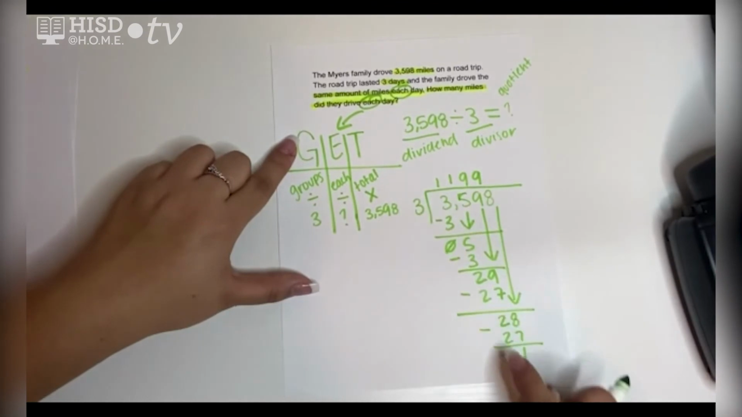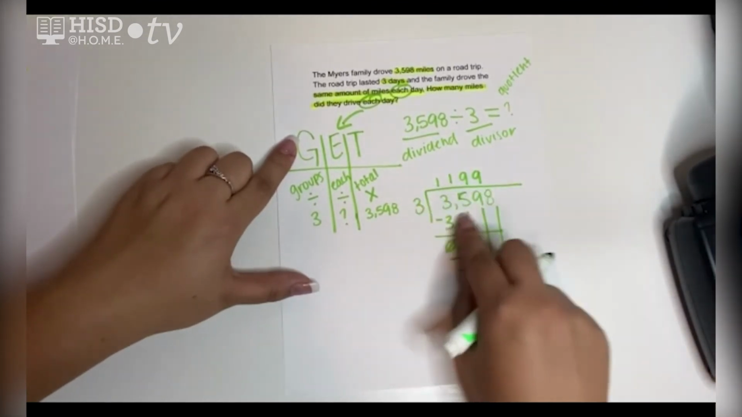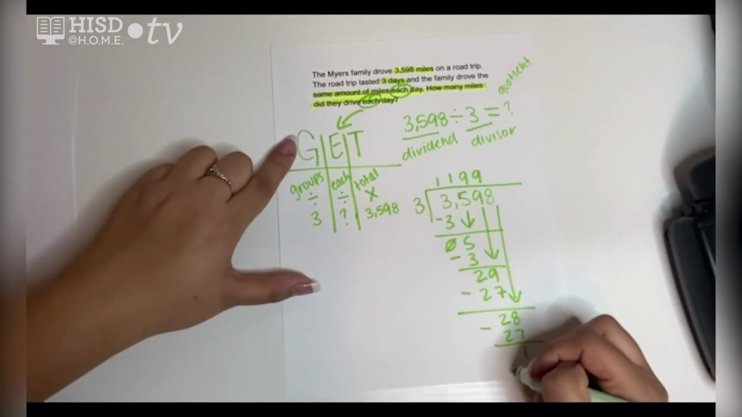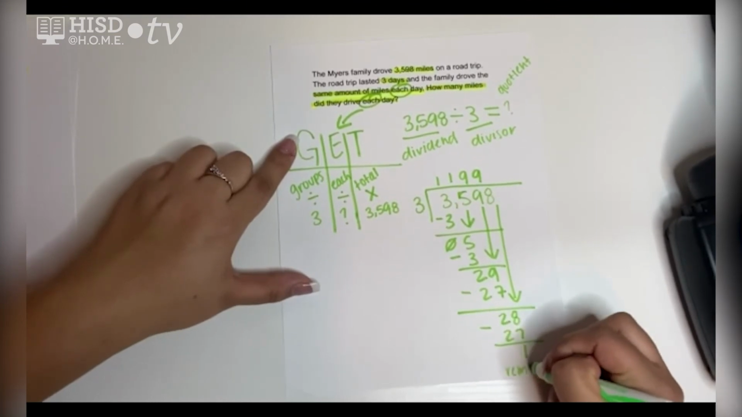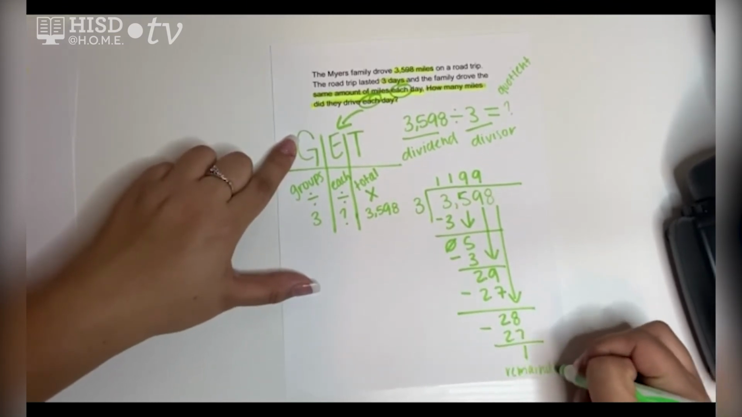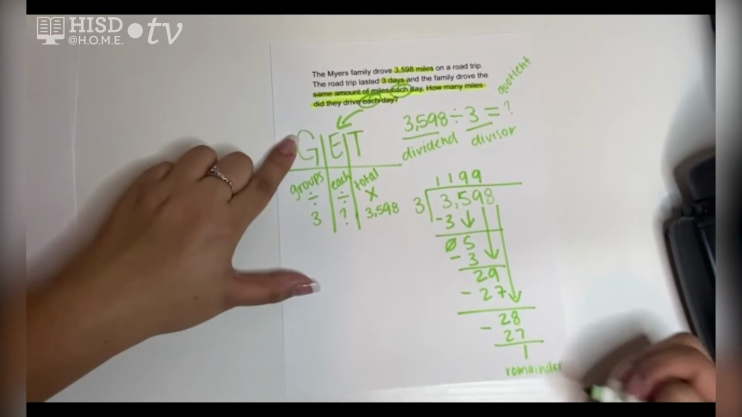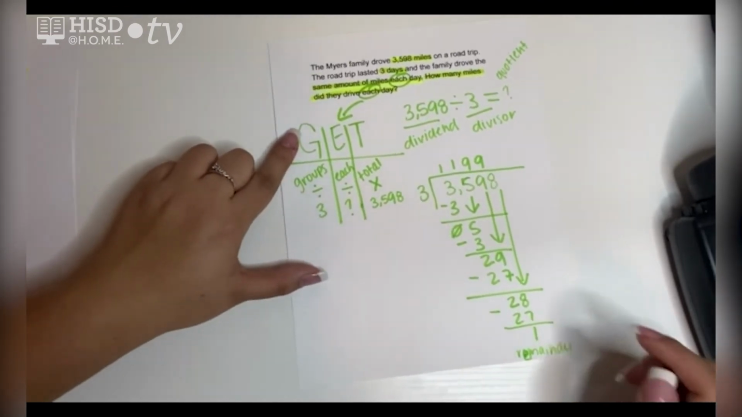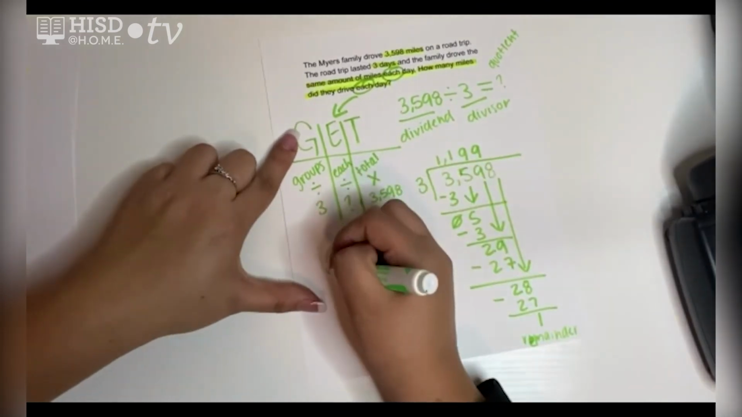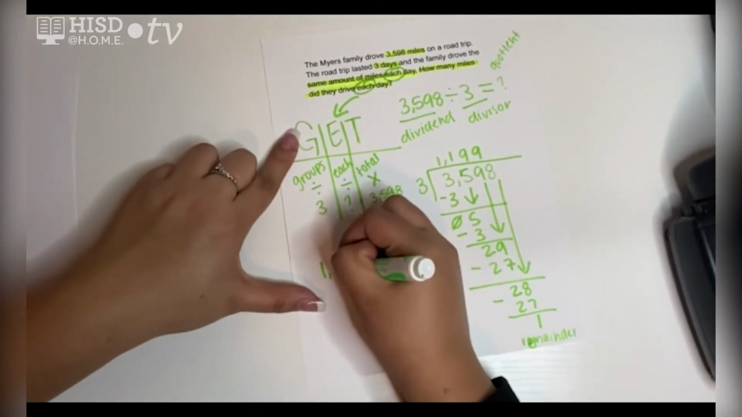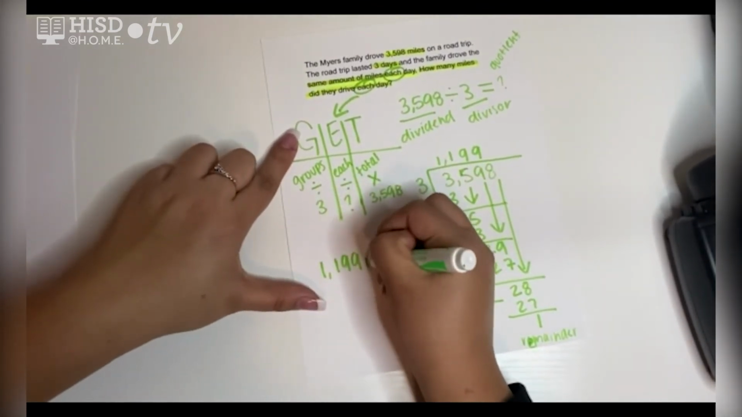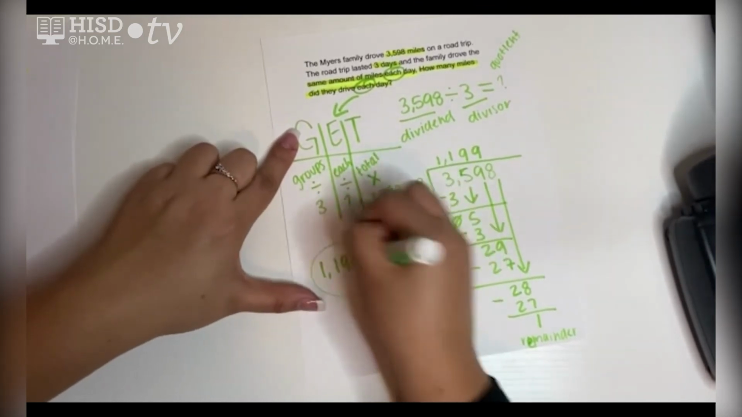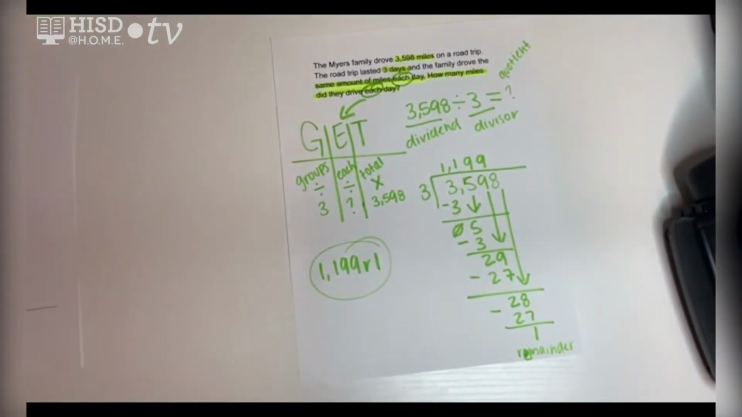Now 3 cannot go into 1. I've used all of my numbers inside of my house. 1 must be the remainder. And I'm going to write this word down here so that I don't forget that 1 is the remainder. This is what remains from our problem. So my quotient is 1,199, remainder of 1.